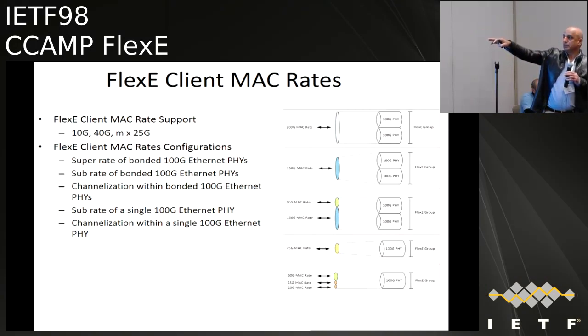And then I can also do what is called channelization. Channelization means that within the same group, I have multiple rates. I'm also showing that you can do channelization with a group of PHYs or even with a single PHY. So by grouping, very similar to the concept of LAG in Ethernet, you can create a higher aggregate bandwidth and then support different client rates. But currently, the configuration supported by FlexE is M by 25G clients, 10G, or 40G.